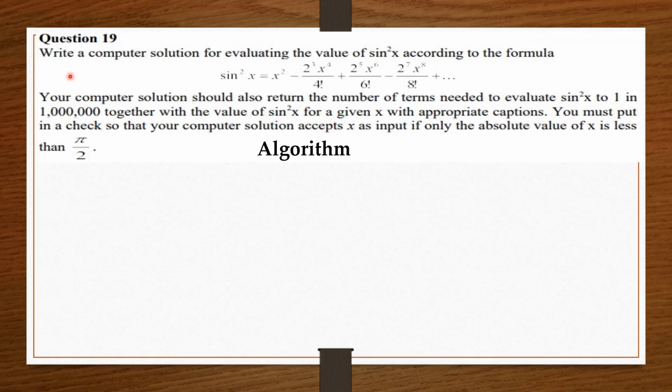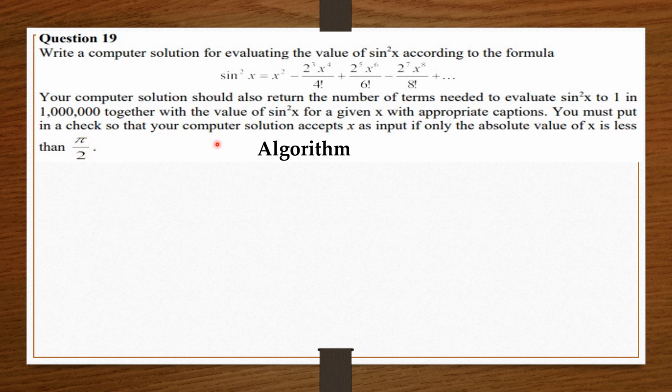Write a computer solution for evaluating the value of sin squared according to the formula. Your computer solution should also return the number of terms needed to evaluate sin squared to 1 in a million, together with the value of sin squared for a given x with appropriate captions. You must put in a check so that your computer solution accepts x as input if and only if the absolute value of x is less than pi over 2.